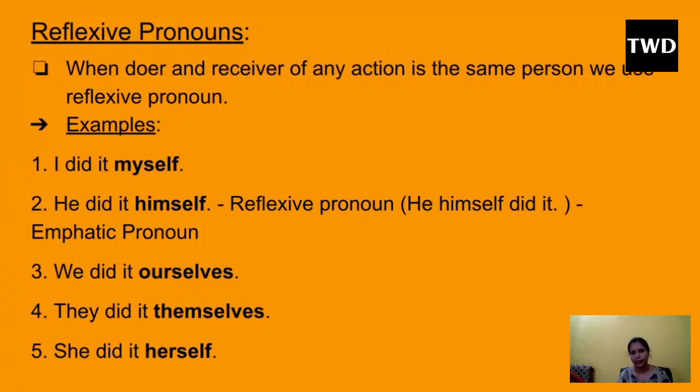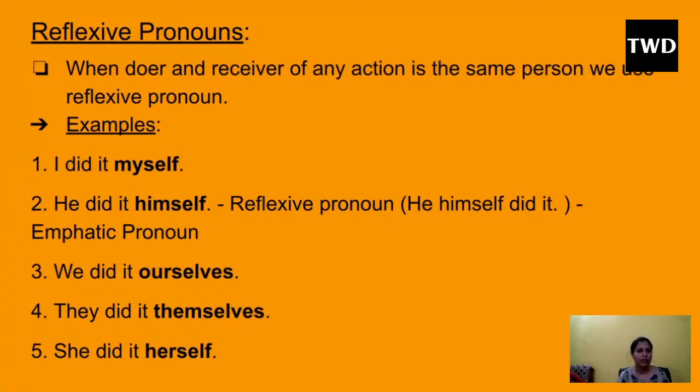I told you that the structure of a sentence contains subject, verb, object. Now here, subject and object both point to the same person, and that is known as a reflexive pronoun. I did it myself. When I say I, it points to me. When I say myself, that too points to me.